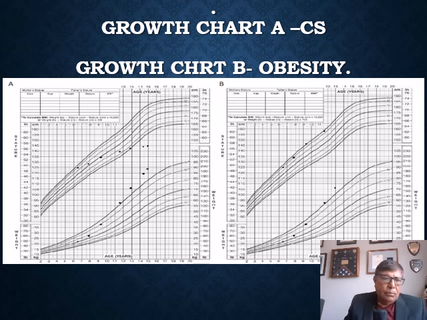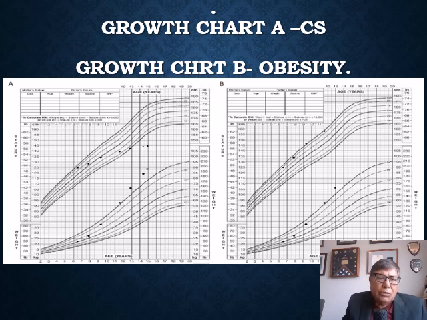You can see the child was up to here, all right, and then slowly and gradually weight has started going up and crossed the line. But look, interestingly, the height has been falling. This patient is losing ground in terms of height.